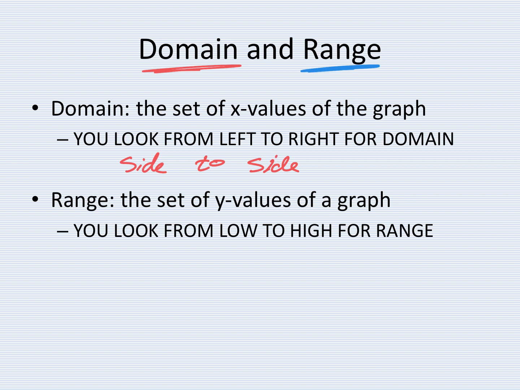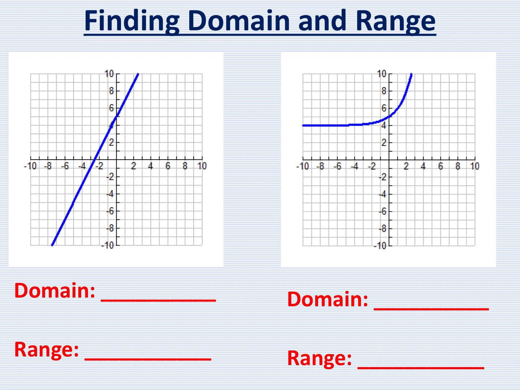For the range, that is the set of y values. To figure this out, you are going to look from low to high, or from bottom to top. Okay? Those are going to be the things we look at. So domain and range, we talked about what they are. All right. So looking here, we're going to start by finding the domain and the range, and we're going to look at graphs. Okay?